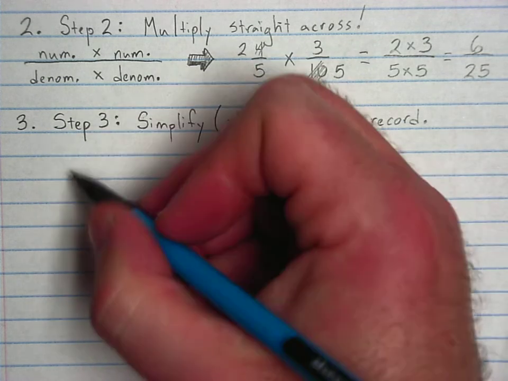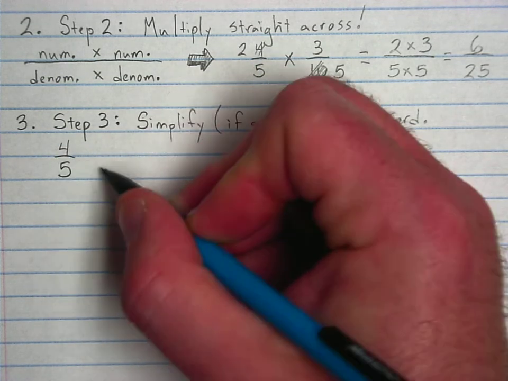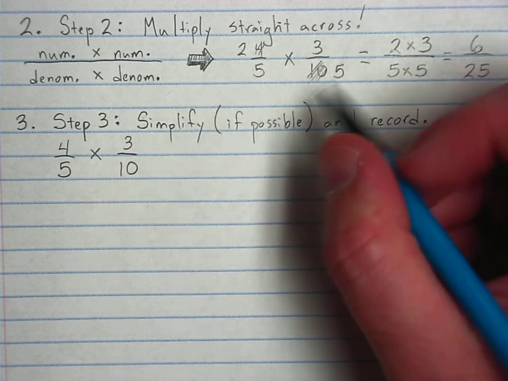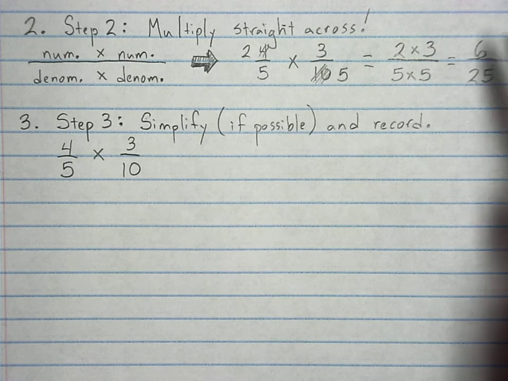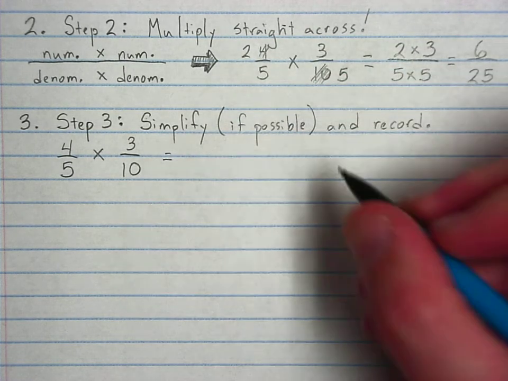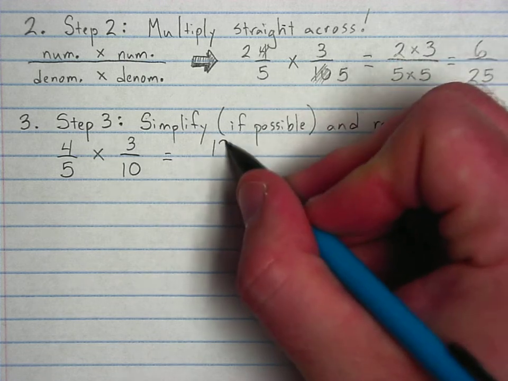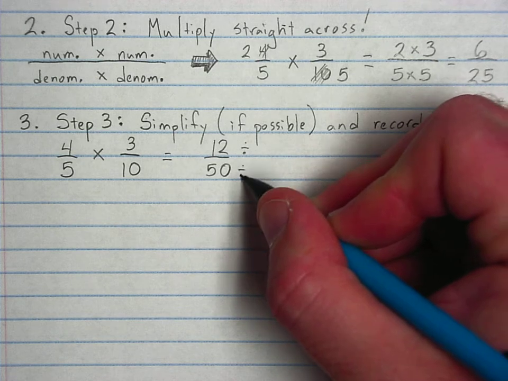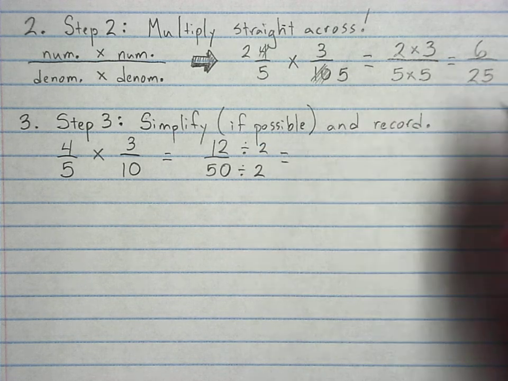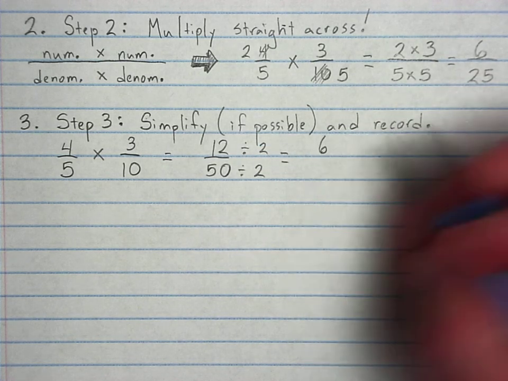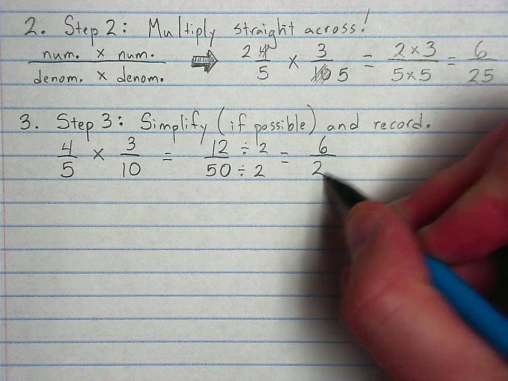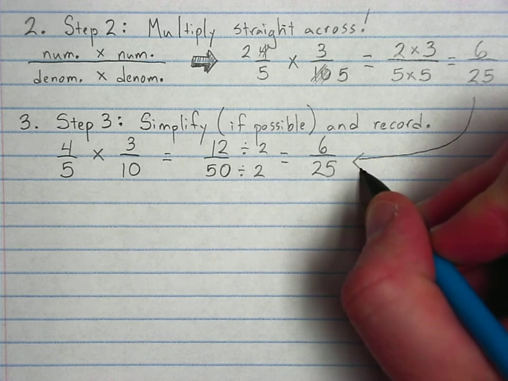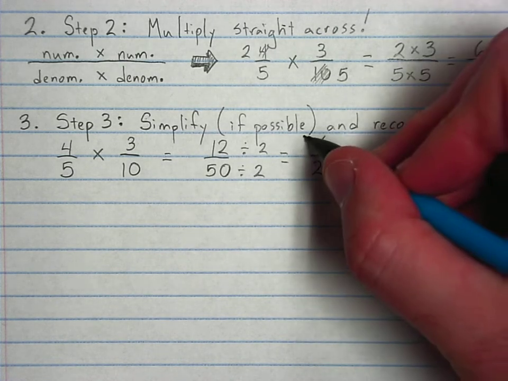Okay. So 4 over 5 times 3 over 10. Again, we cross-canceled. We already know it's 6/25. But real fast, I'll show you. 4 times 3, again, is 12 over 50. Simplify, in this case, it is possible, which means it's necessary. 12 divided by 2 is 6. 50 divided by 2 is 25. We had that already. 6/25 is our answer for this particular example.